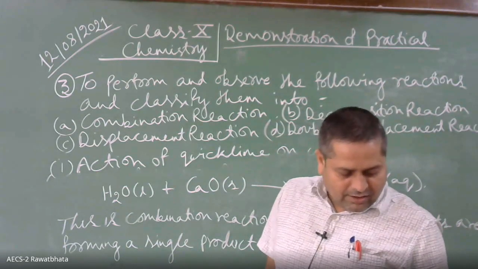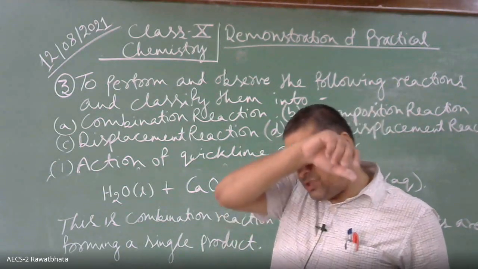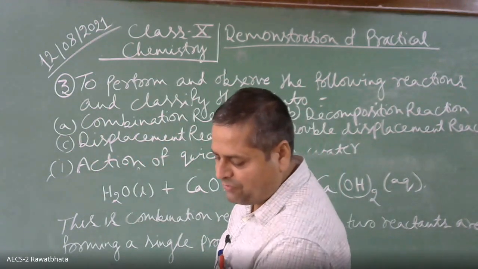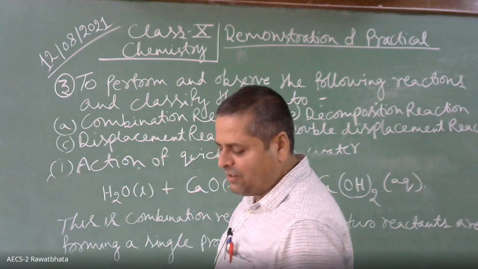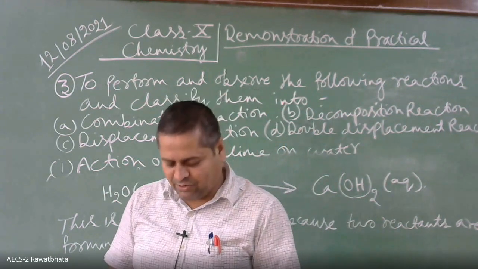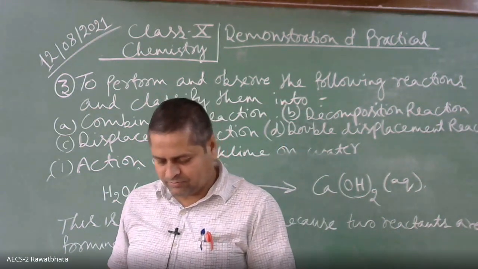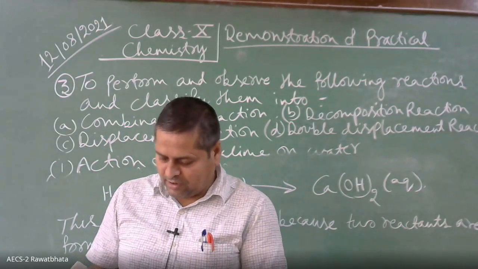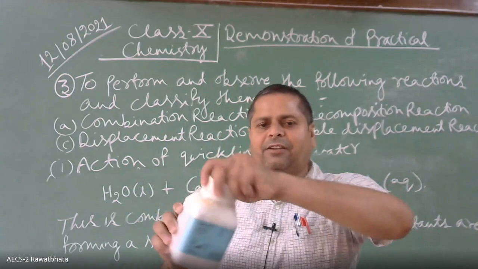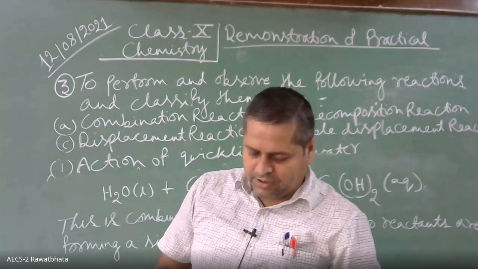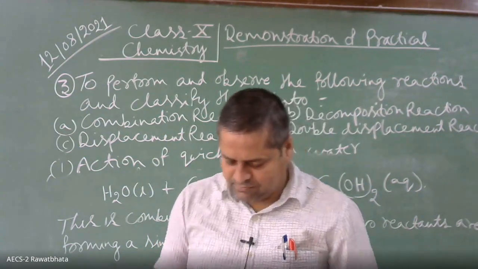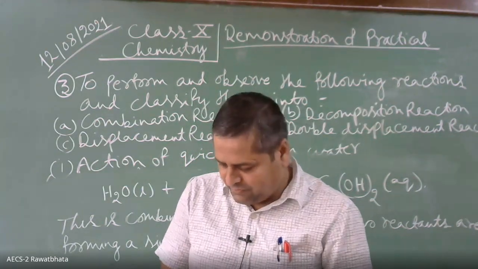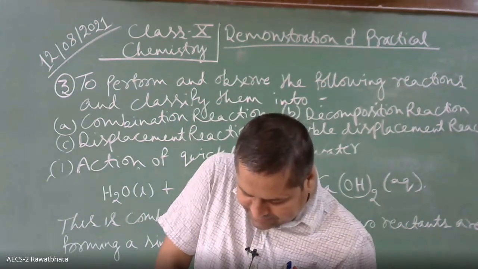Now, the second reaction that we have to see is action of heat on ferrous sulfate crystals. Let me show you. This is ferrous sulfate. I will show you how it looks. These are ferrous sulfate crystals. We will take ferrous sulfate crystals in a china dish.